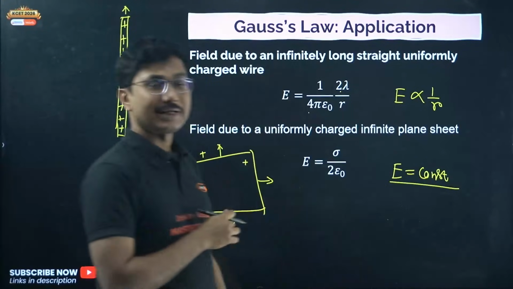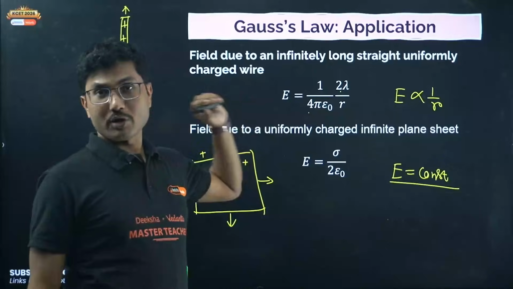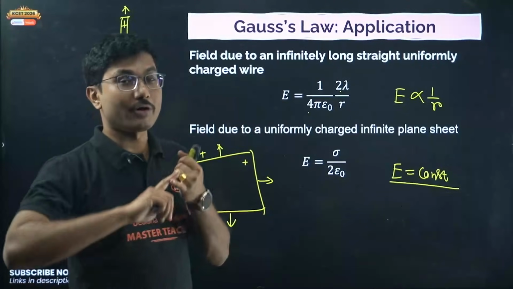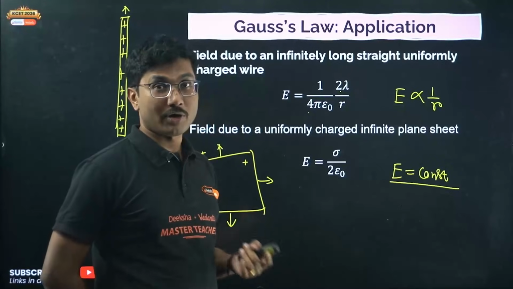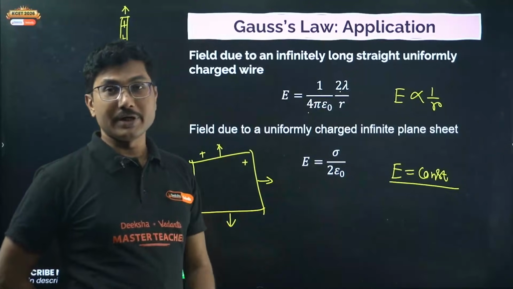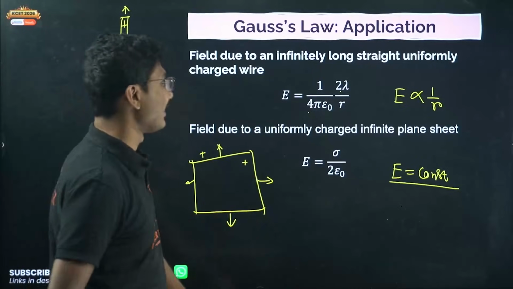For a charge sheet, electric field is constant. For a straight wire, it is proportional to only 1 upon R. So remember, for electric field due to a point charge it is 1 upon R square, for a dipole 1 upon R cube, and for a straight uniformly charged wire it is 1 by R. So all three different cases are there, right?